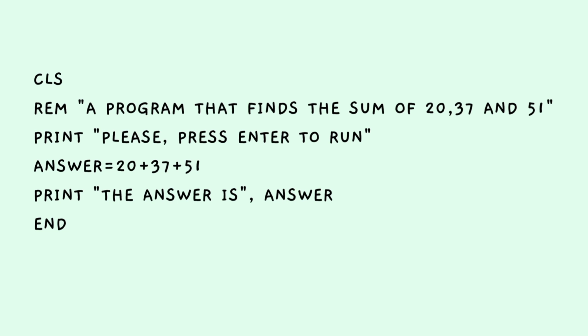The next line, answer equals 20 plus 37 plus 51. The next is print, the answer is. That means after that quotation is displayed, answer, which is the result of that calculation, is displayed, and then the program terminates. So the difference between those two print statements is that the first one will just be displayed as it is, while the second displays the value.